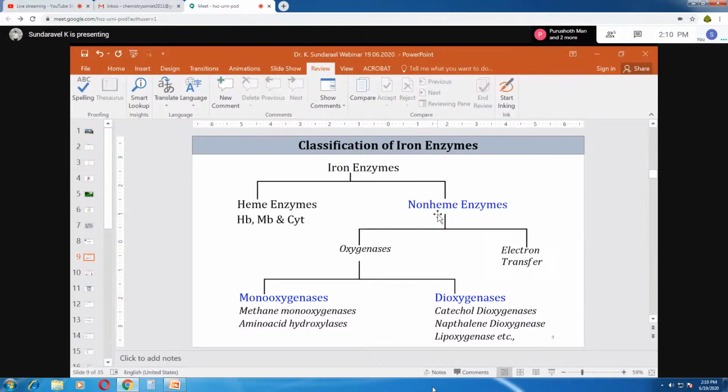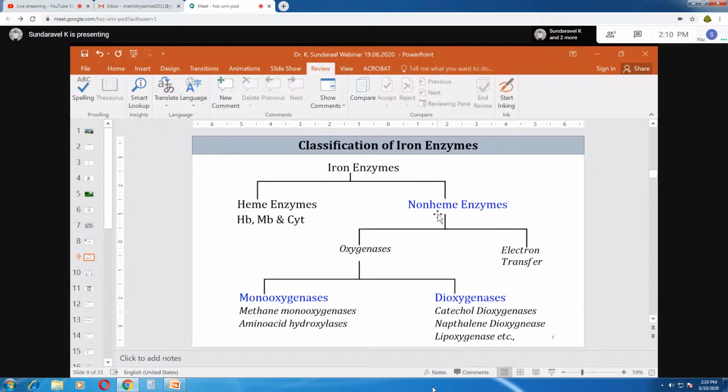As we are focusing on the oxygenase enzymes, these oxygenases are further subdivided into two classes, monooxygenases and dioxygenases. From the name itself, we can understand the meaning of the word monooxygenases. Both enzymes activate molecular oxygen, but the biological function is entirely different. Monooxygenases activate molecular oxygen and insert only one oxygen atom into the product, whereas the second oxygen atom is reduced into a water molecule.